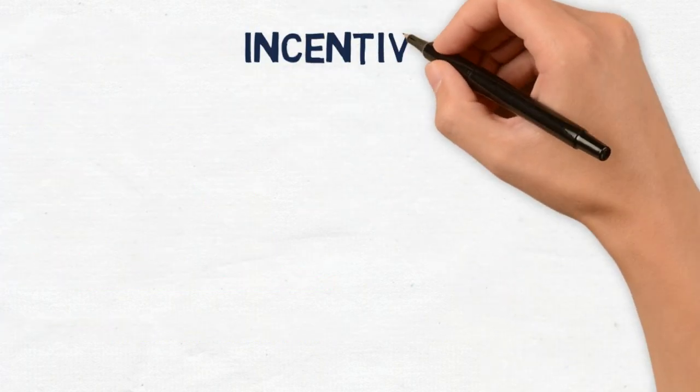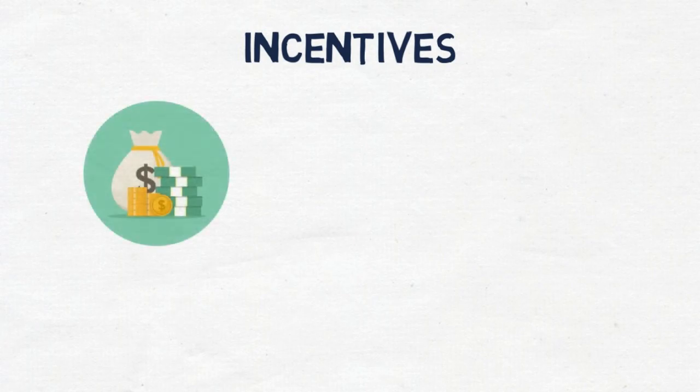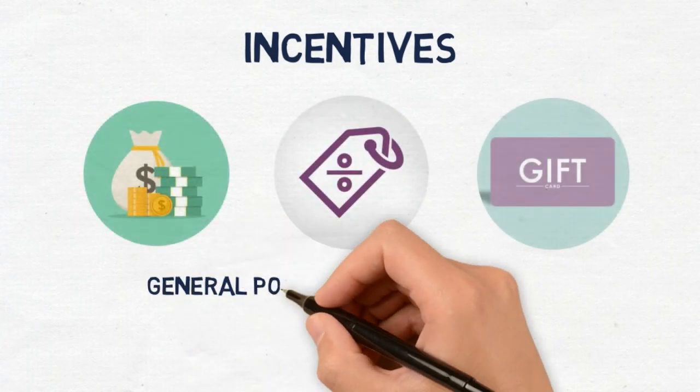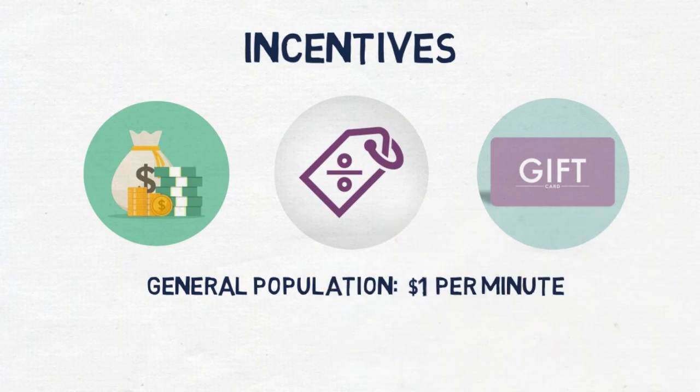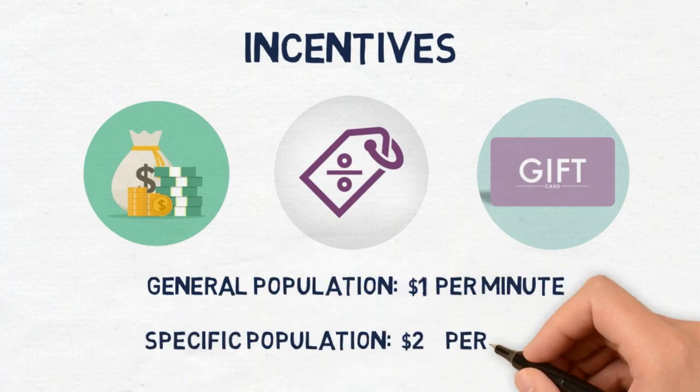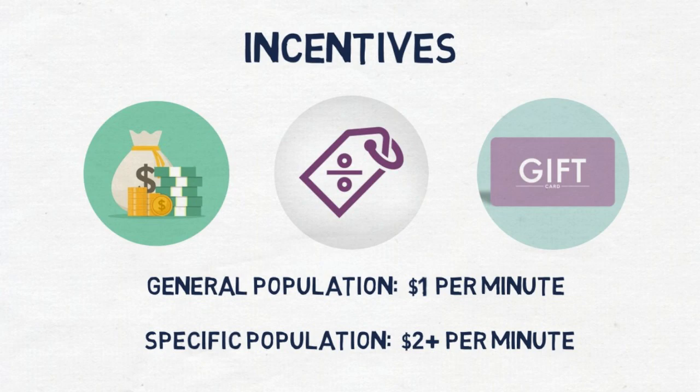Lastly, adding an incentive as a sweetener is a great way to get participants to sign up for your study. Typically, for general population studies, you should plan for at least $1 per minute. If the participant has a more specialized role in their company or is very senior, you should consider an incentive that is $2 to $4 per minute.